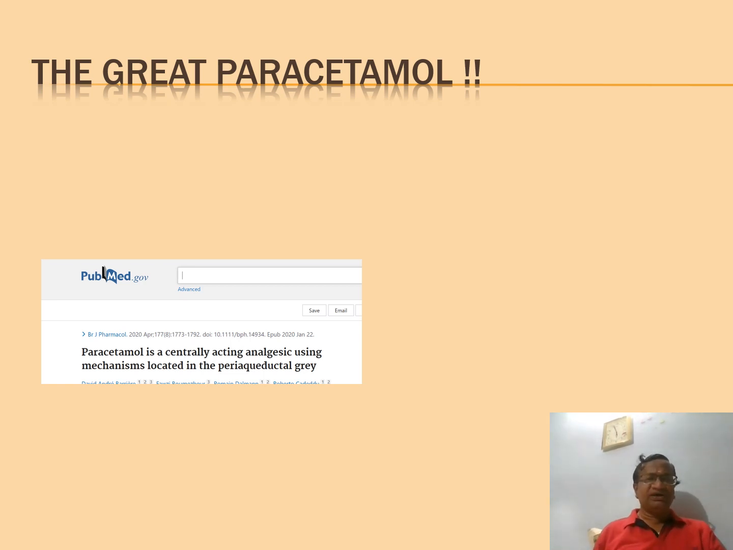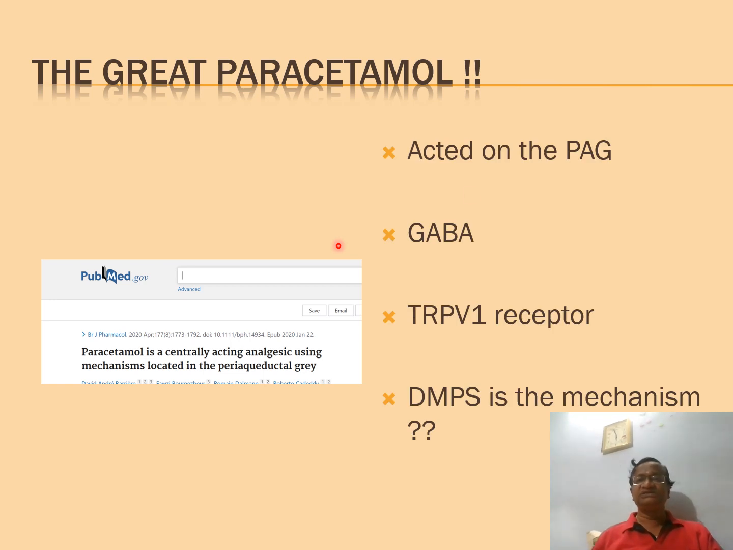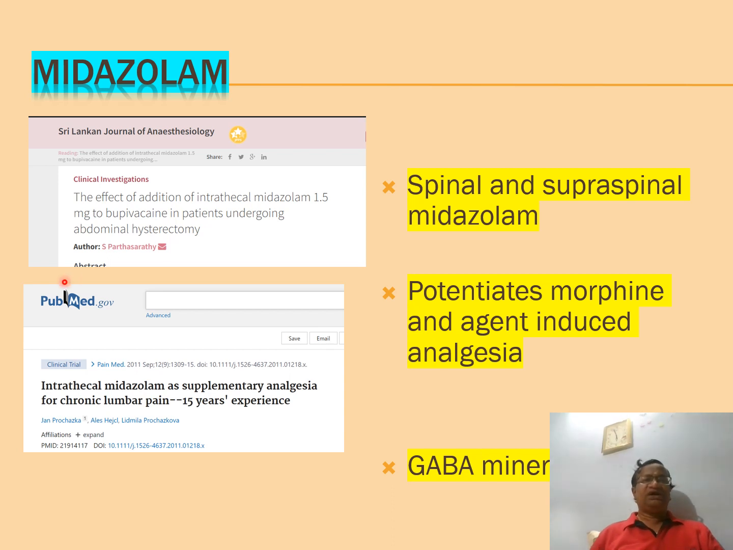Paracetamol: they also say there is something in the periaqueductal gray. It stimulates the role of opioids. So it also stimulates GABA. All these things have been found out with paracetamol. This is my article, effect of addition of intrathecal midazolam. So spinal and supraspinal midazolam potentiates morphine-induced and agent-induced analgesia. GABA mimetic midazolam action.